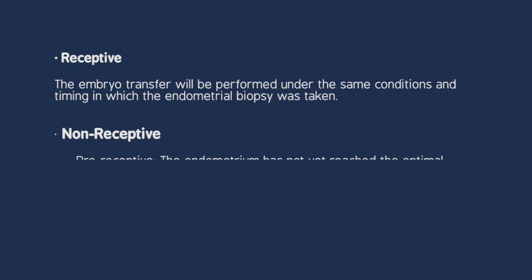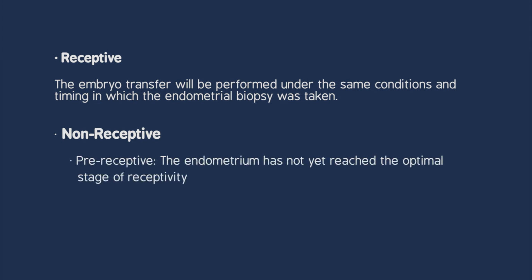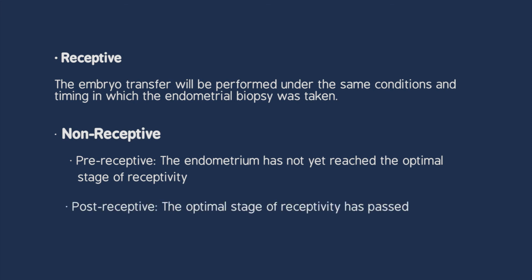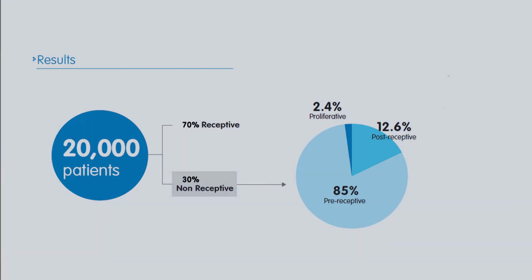The endometrium may be pre-receptive and has not yet reached the optimal stage of receptivity, enabling implantation. In this case, 1 or 2 more days of progesterone supplementation will be needed before embryo transfer. Alternatively, the endometrium may be post-receptive, indicating that the optimal stage of receptivity has passed. In this case, the patient will require a shorter period of progesterone supplementation before embryo transfer.